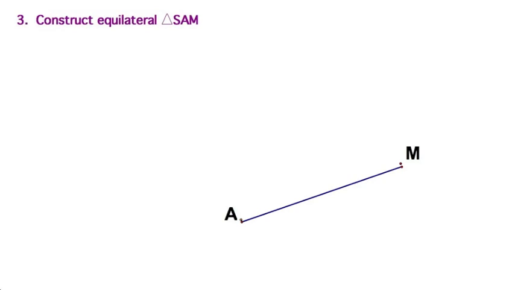Well, here we go, constructing equilateral triangle SAM. Let's put the needle on the A and swing an arc through the M.